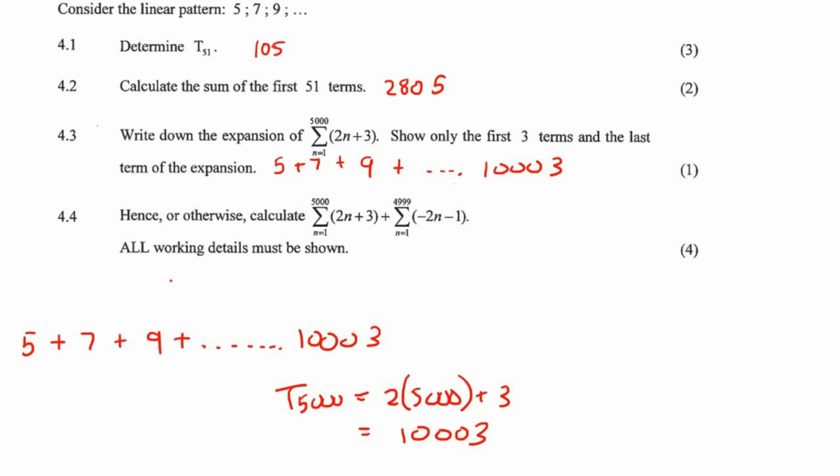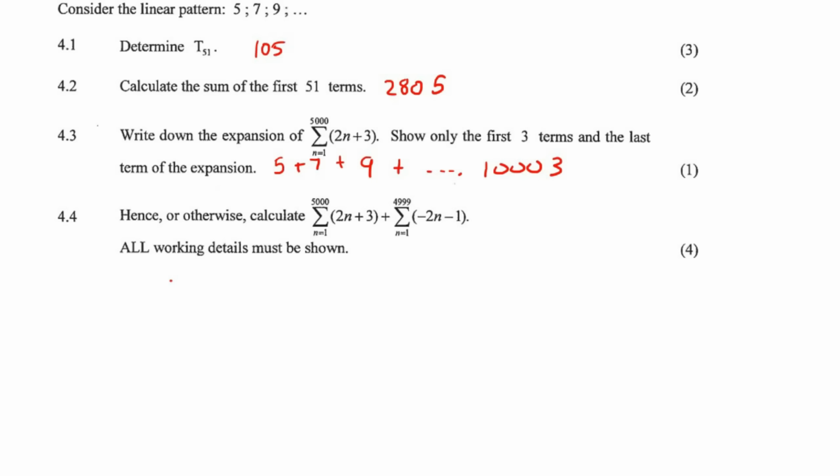So, when I look at this, I don't know what's going on. I'll be very honest. But let's see what they say. Hence, or calculate the following. All working details must be shown for 4 marks. Okay, so there probably are some really fancy ways that we could do this one, but I'm just going to do it the very basic way. I'm going to calculate this one, and then I'm just going to calculate this one. It's as simple as that. So let's do this first one.